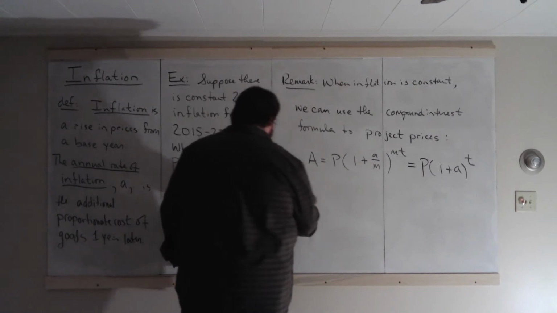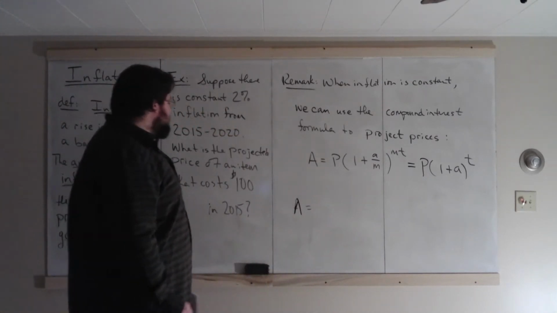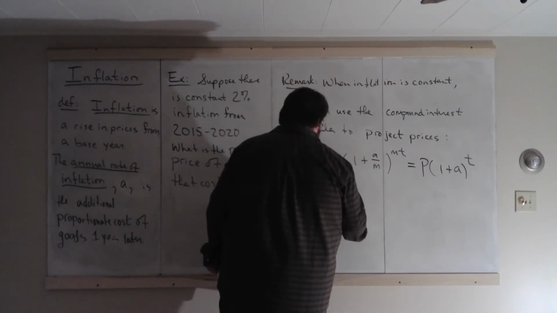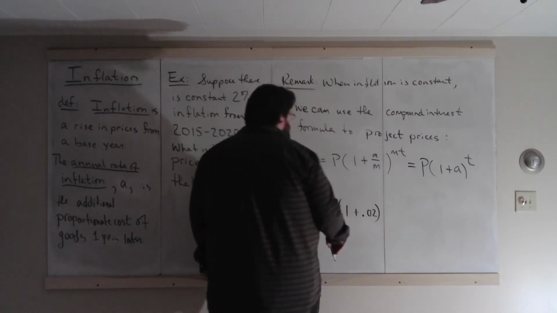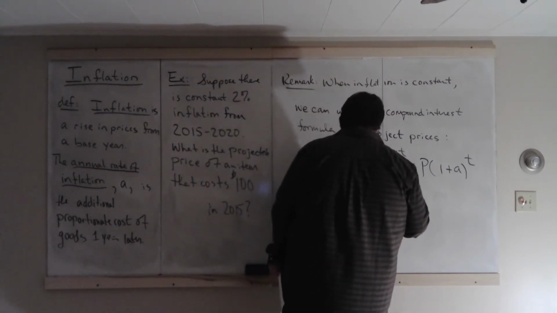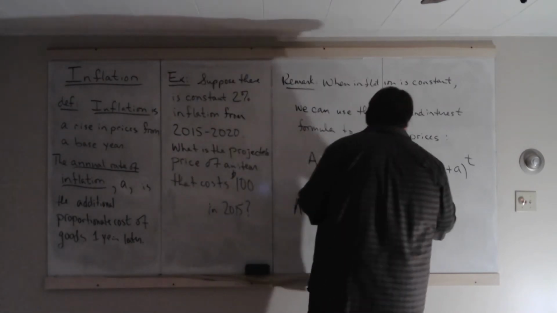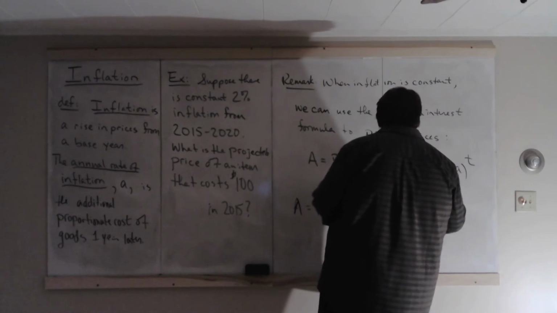So let's say A equals the base, which is 100, times 1 plus the annual rate of inflation, 0.02, all to the 5. And what does this equal? This is about $110.41.